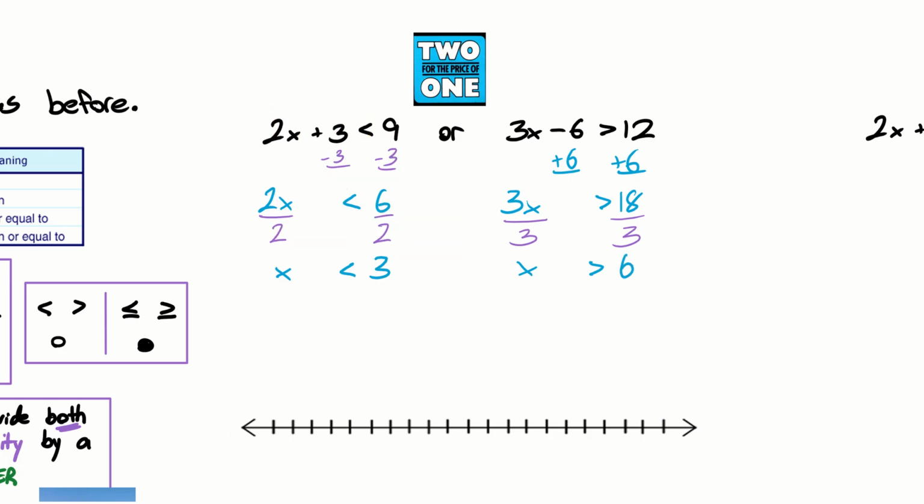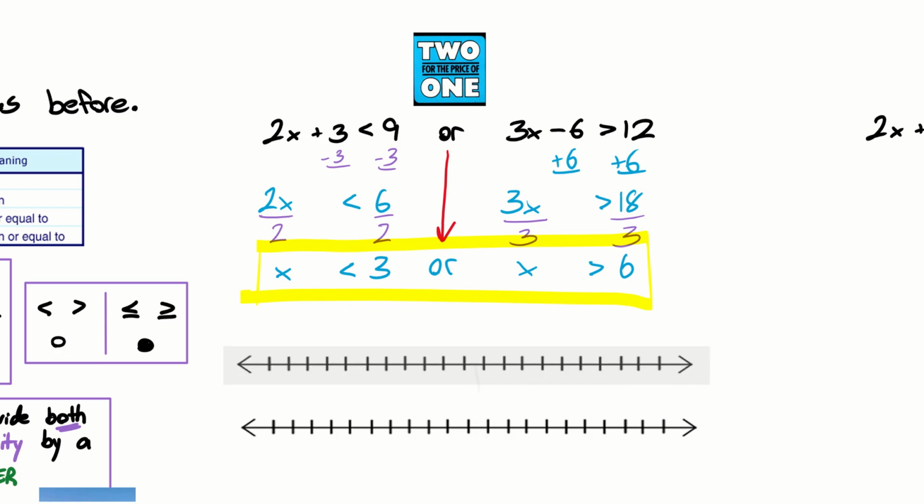And so now if we look at both of them, we've solved both of them independently of each other. Yeah, that's how it works. Just remember one very important thing in your final answer. Bring down that word OR, because our final answer is any number x that is less than 3 or any number x that's greater than 6 would be the solution to this OR compound inequality.